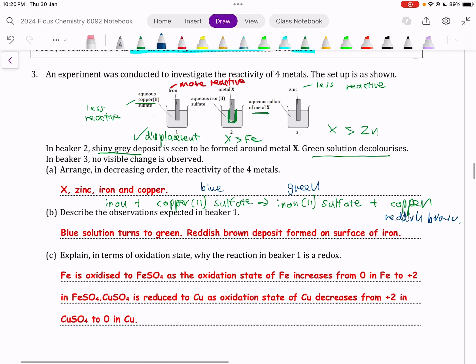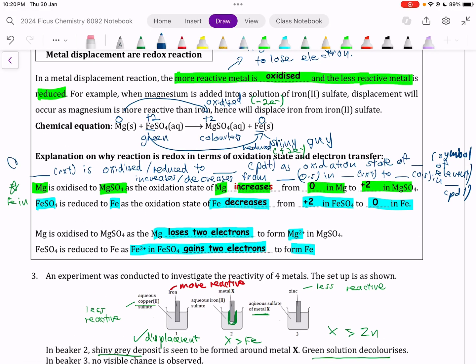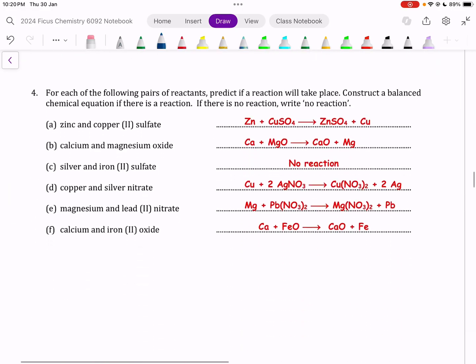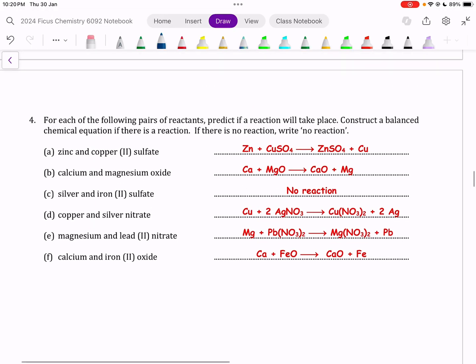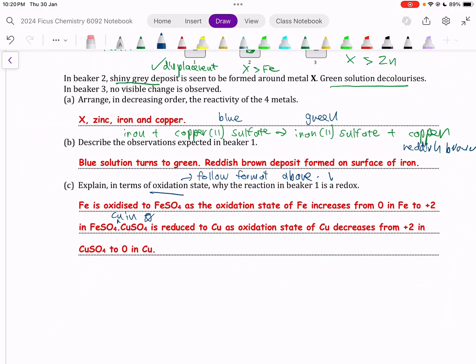Then explain why it is a redox. Follow the format. Try it out. This one you can add in the Cu in CuSO4. Right, important. Please go and add in this one. Make sure you follow the format above. Very important, because you all don't like to use this format. I don't know how to say how important, but it's really, really very important. Please go and learn this format very well.